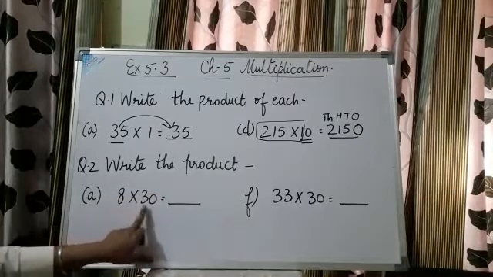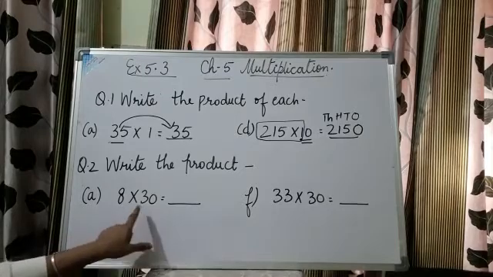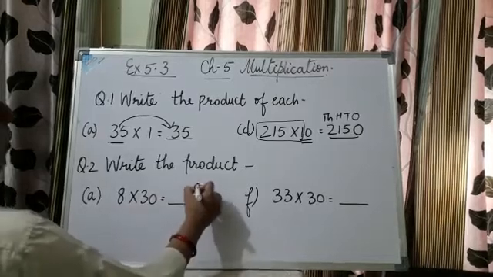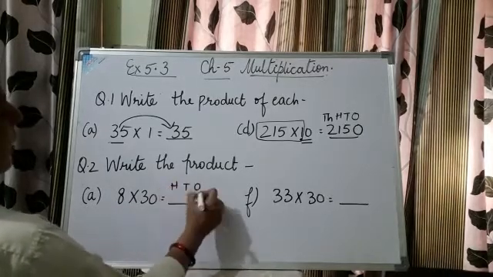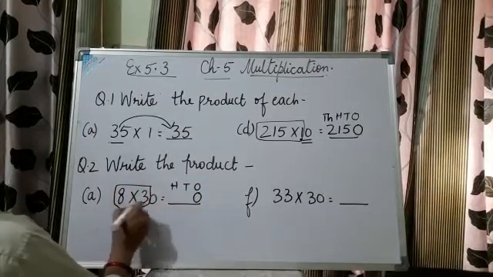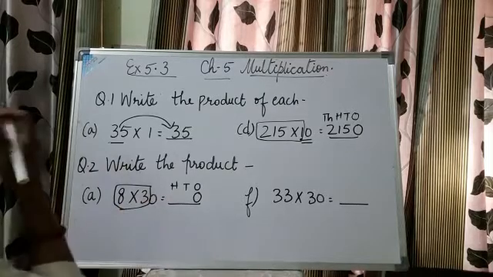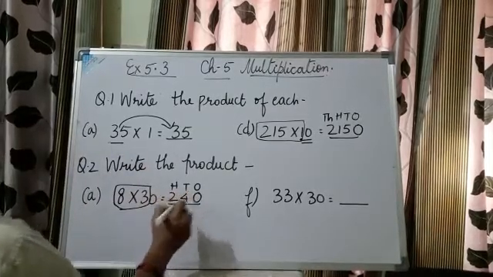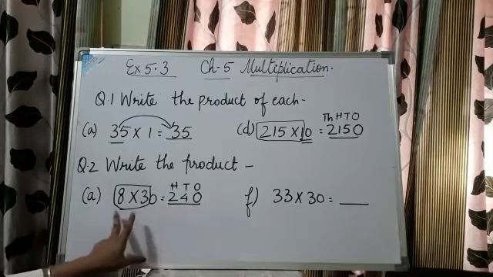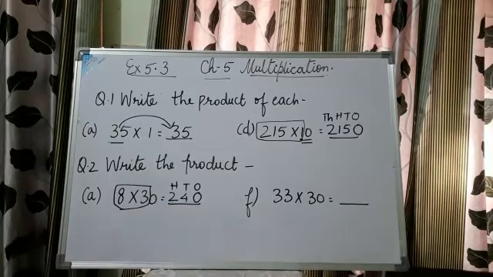Question number 2. Write the product. A part says 8 multiplied with 30. Again we are going to use the second rule, that is multiplying with 10. Here in the ones place we write 0 and the rest of the numbers are multiplied with each other, that is 8 and 3 are left. 8 multiplied with 3 is 24. This means your product is 240. When we multiply 8 with 30, we get the product as 240.